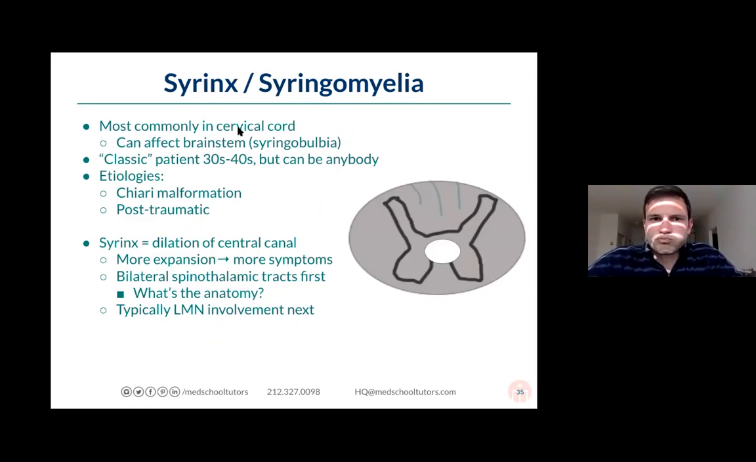Someone mentioned this earlier, a syrinx, right? So that just means a fluid-filled cavity. If it happens in the spinal cord, myelia is the root for spinal cord, right? So this means fluid-filled cavity in the spinal cord. The central canal tends to, almost always in the cervical cord, so you're not going to see these in the thoracic and lumbar cords. If it's in the brainstem, it's syringobulbia. Bulbar means brainstem.